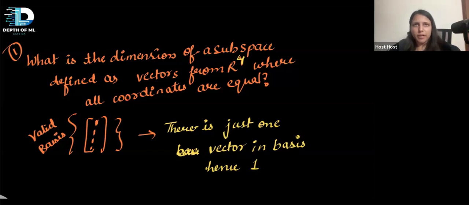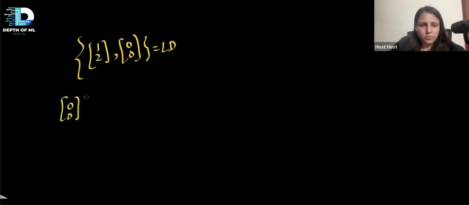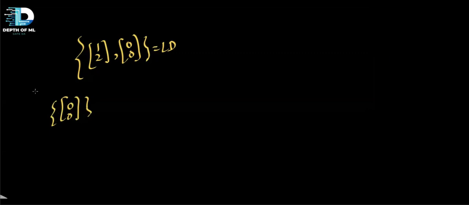Suppose I have (1, 2) and (0, 0). Then it will become linearly dependent for sure. But I'm asking about the singleton, only the zero vector itself. You get this, this is linearly dependent, right? Now you are asking about (0, 0), correct? Then, is this a valid question?